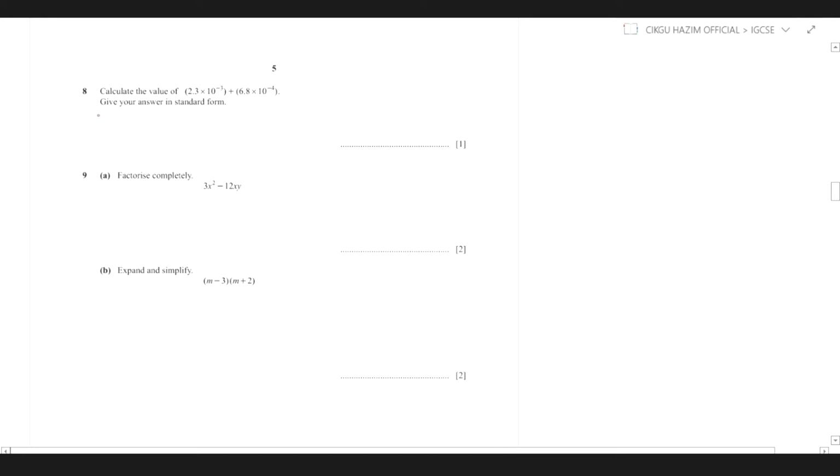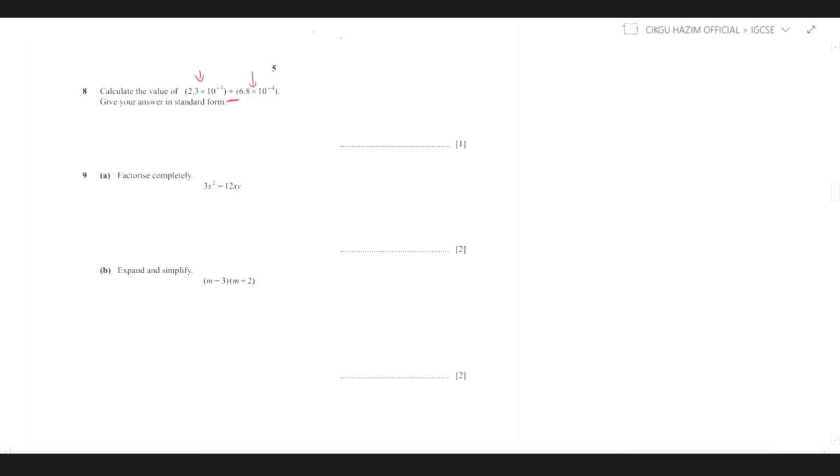For question number 8, what we have here is the standard form. You can see this is the first standard form, the second standard form, and the question asks to do plus. Remember, whenever we need to add standard forms, we need to make sure the power of 10 is similar first. Like this is 10 to the power negative 3, and this is 10 to the power negative 4.